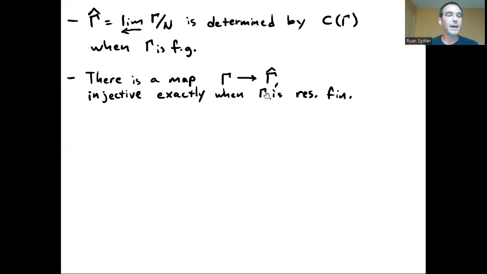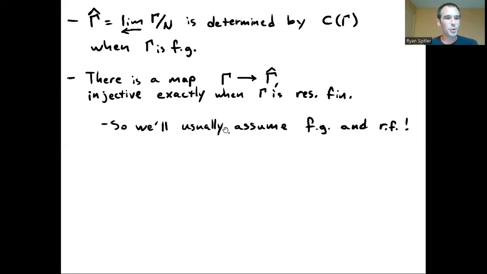So what does residually finite mean? It means that every element of gamma survives in some finite quotient, meaning there is some finite quotient of gamma where that element is non-trivial. And so when that happens, at least one of your factors in this direct product is non-trivial, and so you get a non-trivial element. So usually we will assume almost always that the groups we're thinking about are finitely generated and residually finite.